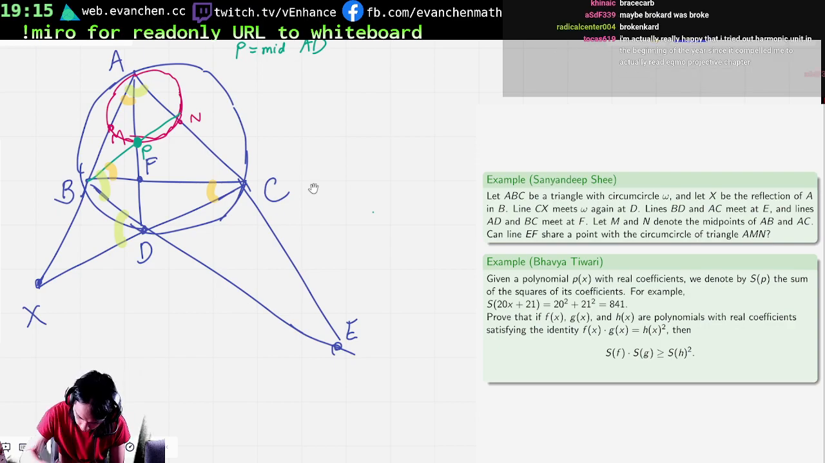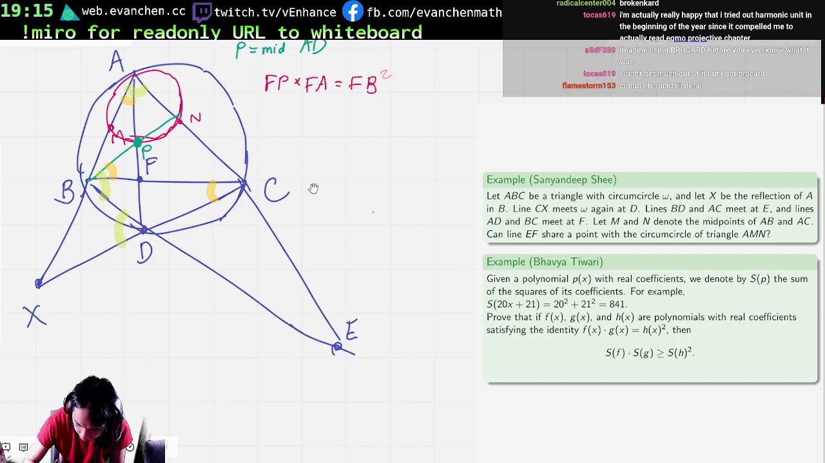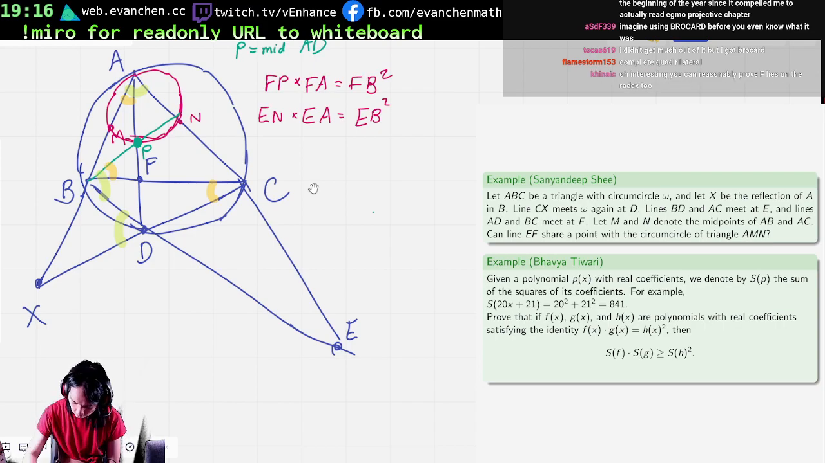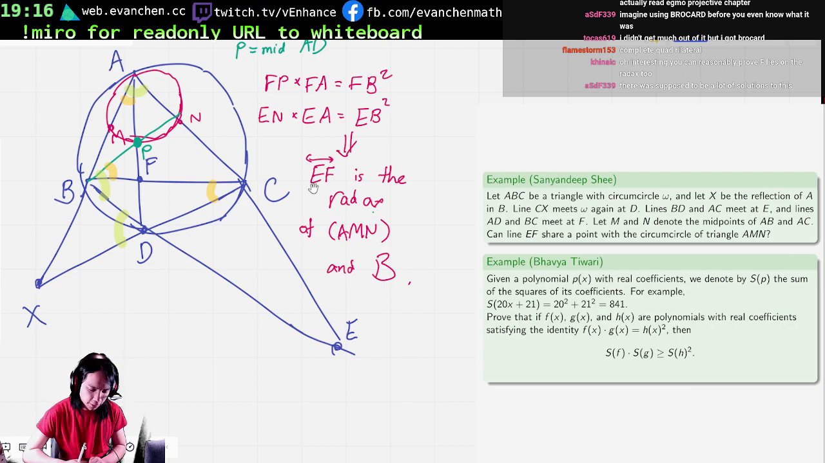So the first angle set tells you that something is equal to something. Let's see. FP times FA equals FB squared from the yellow angles. The green angles tell you that EN times EA equals EB squared. So therefore, EF is the radical axis of AMN and B. And we're done!